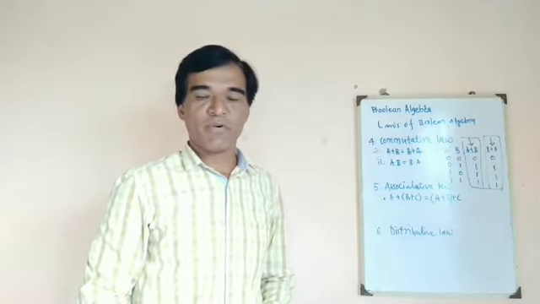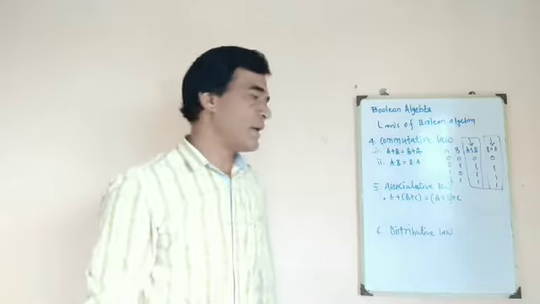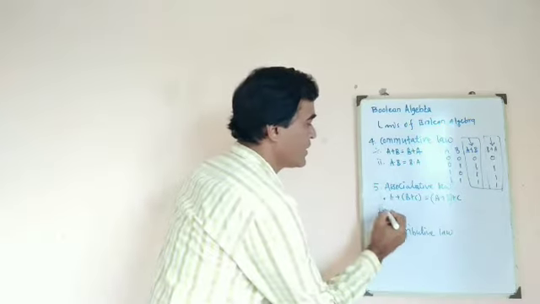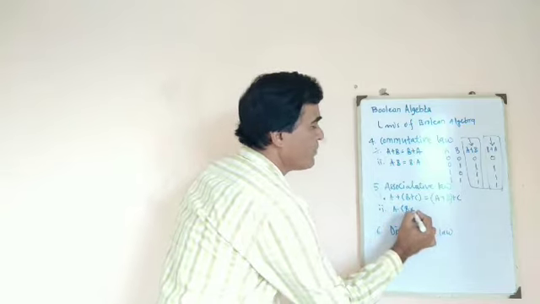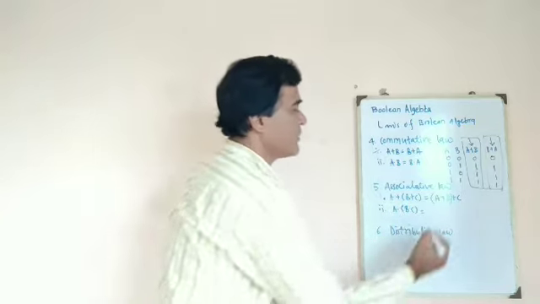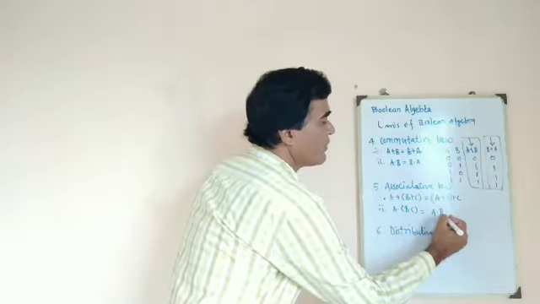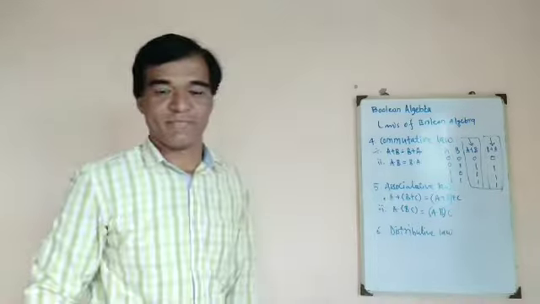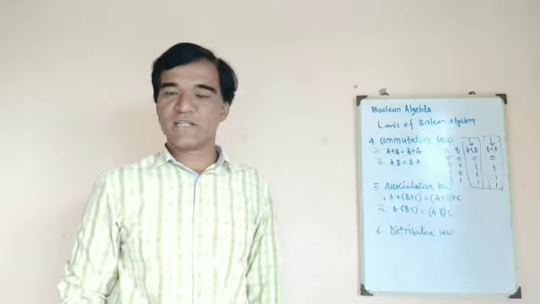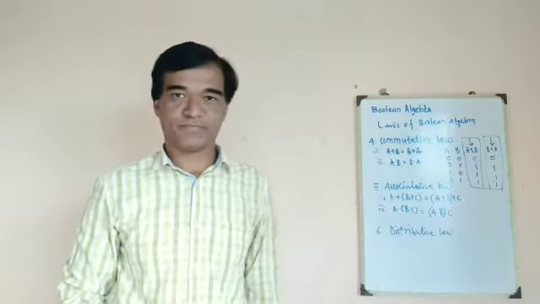The same I can do for logical multiplication also. So I can say that A dot (B dot C) is equal to (A dot B) dot C, and I can make a group of A and B. This is nothing but the associative law.